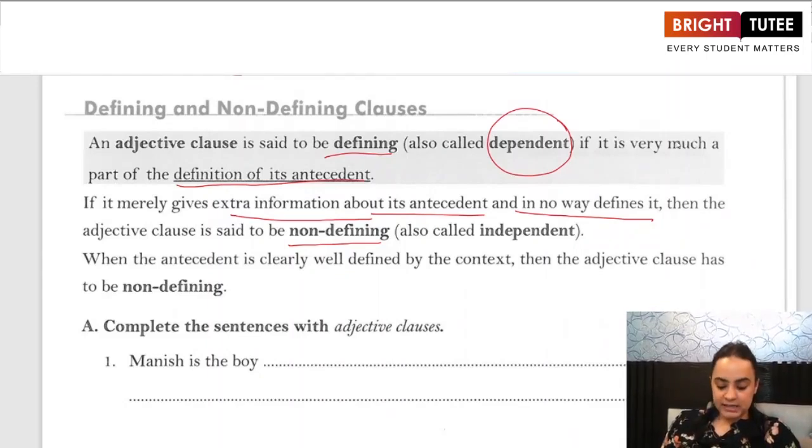When the antecedent is clearly well defined by the context, then the adjective clause should be non-defining in nature, as I told you.